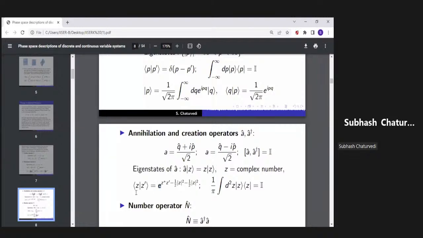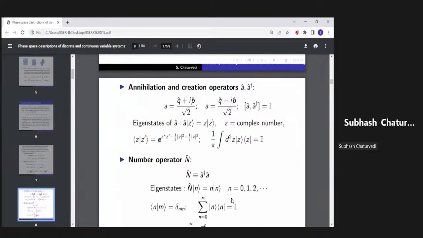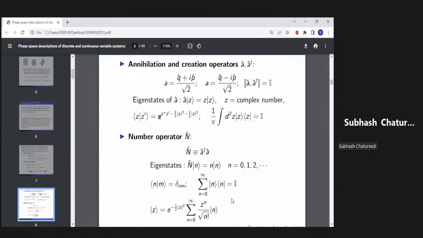The coherent states are non-orthogonal, but they give you a resolution of the identity and therefore constitute an overcomplete set. Then you have a Hermitian operator N, which is A dagger A.